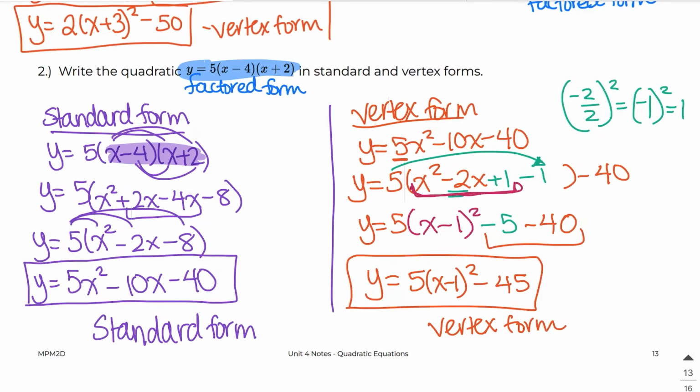If I were to graph all of these out, all three of these forms on Desmos, they would all match up. If you want to do that on your phone, feel free to do so.